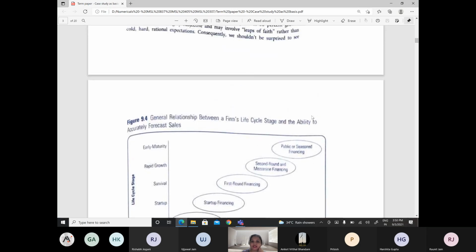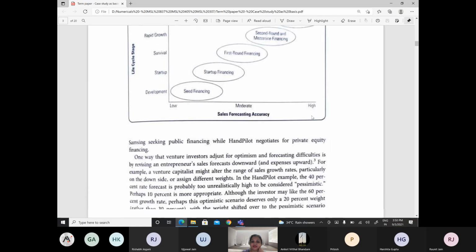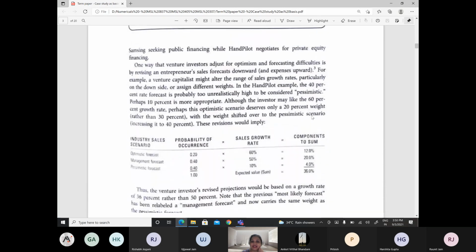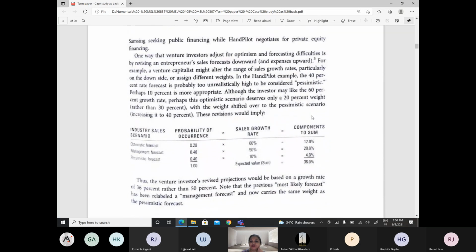Okay. Consequently, we shouldn't be surprised to see Samsung seeking public financing while Handpilot negotiates for private equity financing. So if you recall, we had seen Samsung's case where we had past year's data and we were using that to forecast future sales, and there it would be very easy for this company to just go public and get money. But for Handpilot, because we don't have any such basis, they would still need to function in private equity markets.